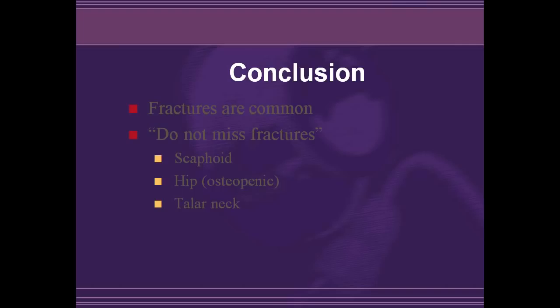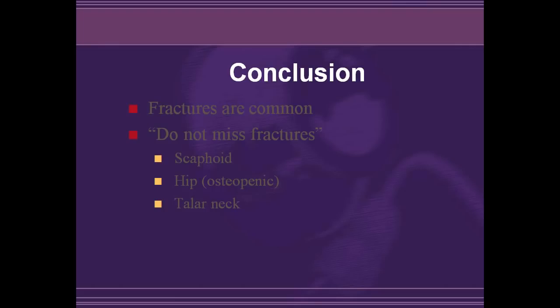There are certain don't miss fractures, which includes the scaphoid fracture, the radial head fracture, hip fractures in osteopenic patients, particularly the subcapital fractures, and talar neck fractures. If there's concern for any of these types of fractures, first look for joint effusions, particularly in the radial head fractures. Look for point tenderness in the region of the scaphoid.